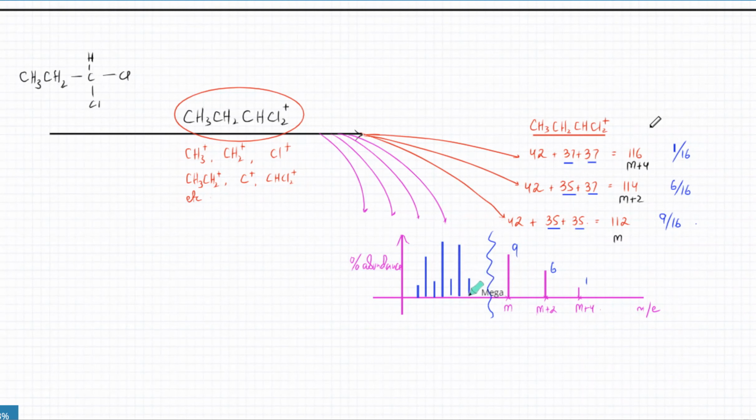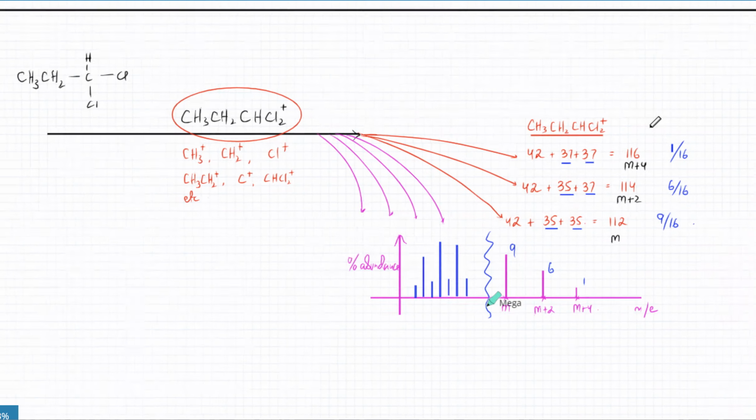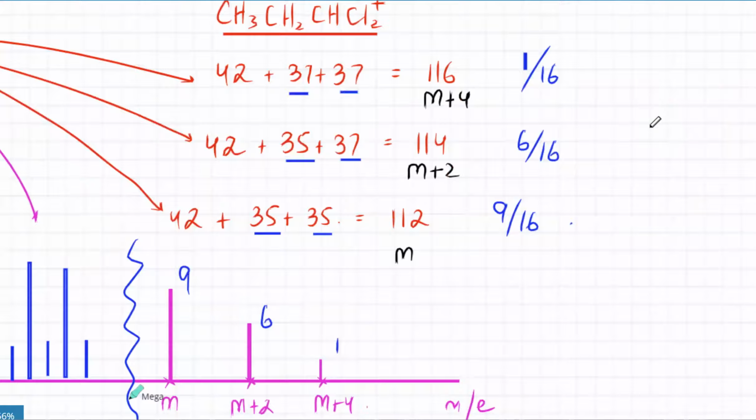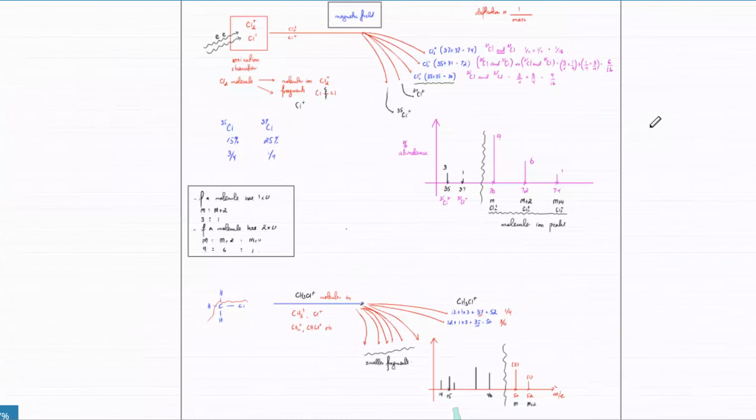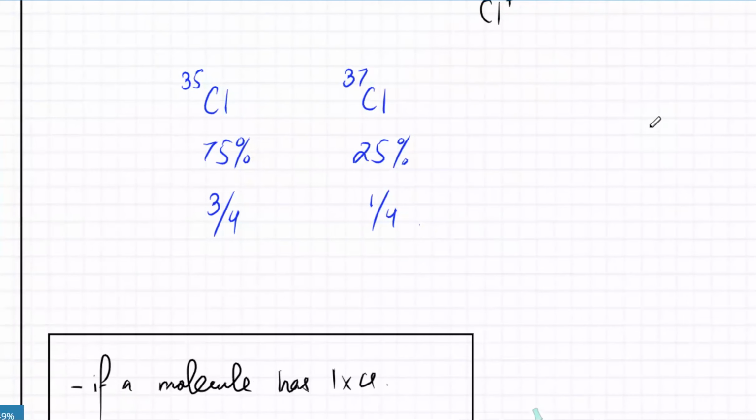Sir, can you tell me again how did we calculate the total abundance of these three? Look, we already have this information that Cl has 2 isotopes, right? If you have a chlorine sample, 75% of the chlorine atoms would be 35, 25% of them would be 37. So the probability is 3 by 4 and this is 1 by 4. Is that clear?